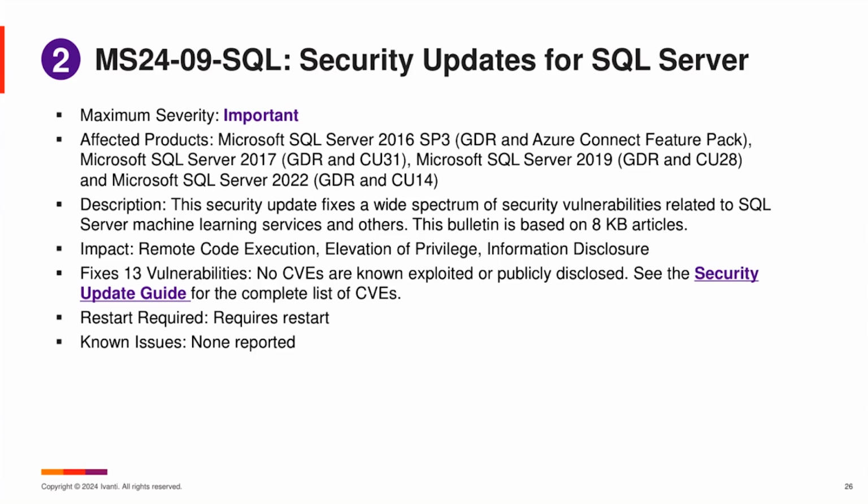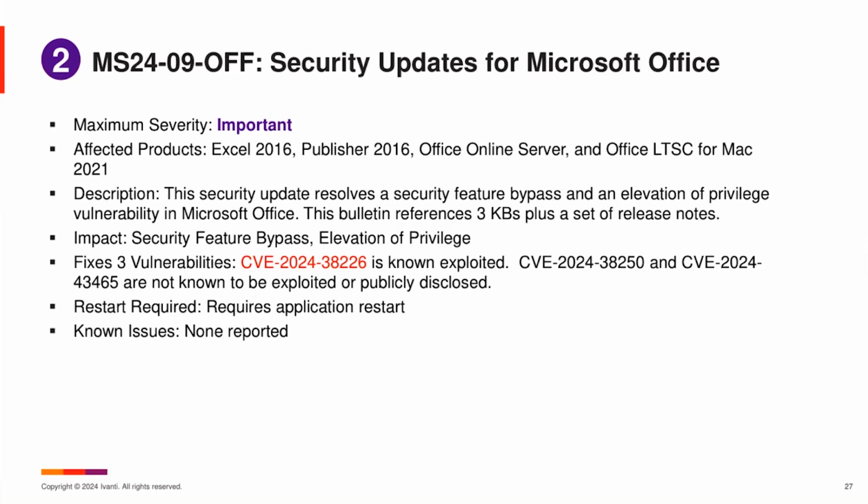These are rated important this month because of known exploited or publicly disclosed. We did see some Office updates. Chris talked about Publisher in a little bit of detail earlier. You'll see that it is Publisher 2016 there.